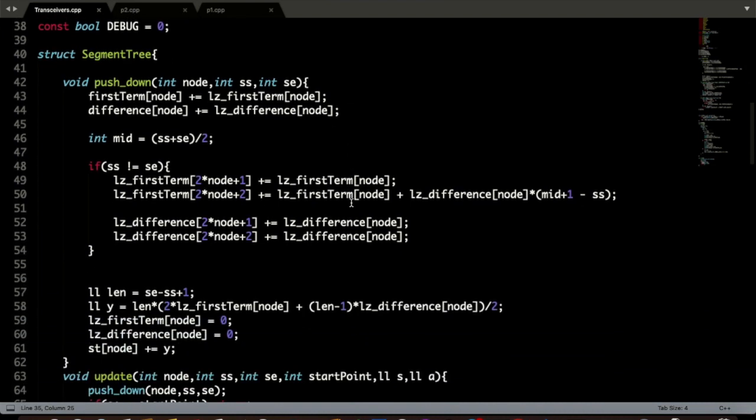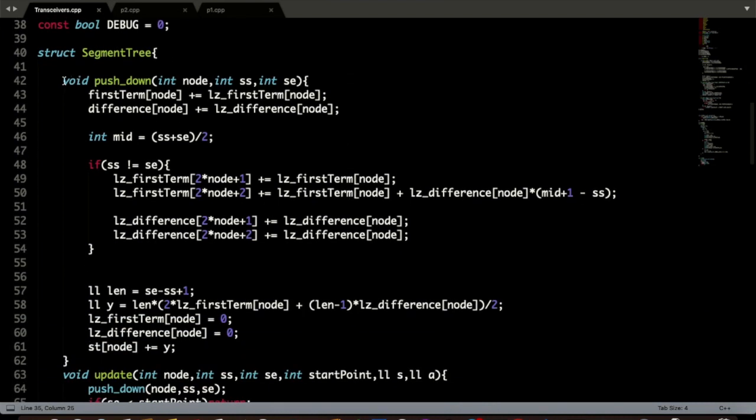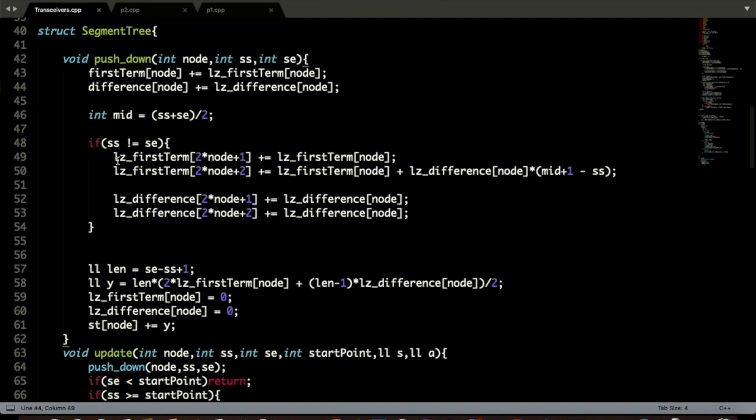So this is our segment tree. Push down function means you are pushing down the lazy values. So when you push down at a current node, you basically calculate the values for the current node. So for the first term, you add the lazy first terms. For difference term, you add the difference terms from lazy. Then you update its children.